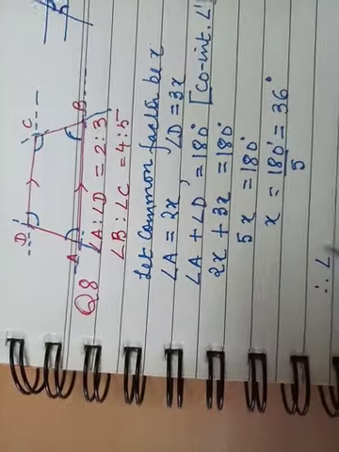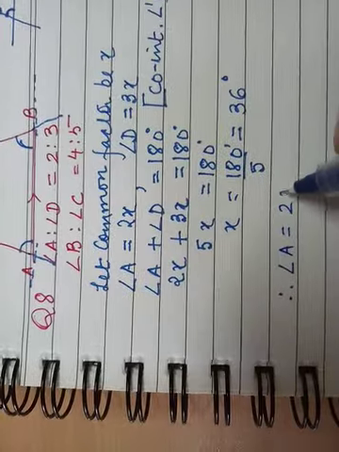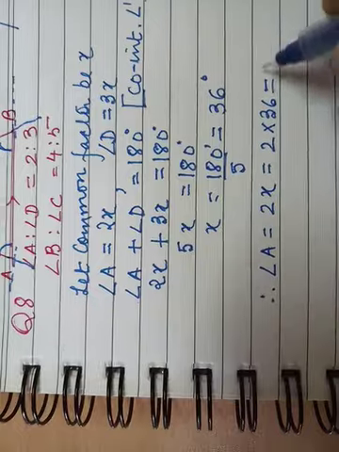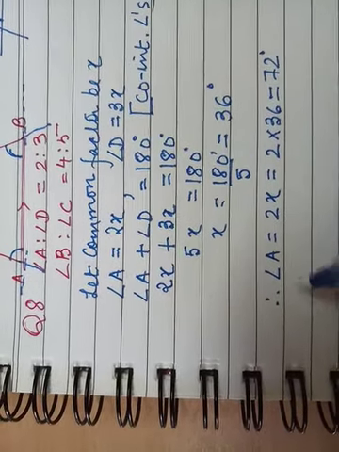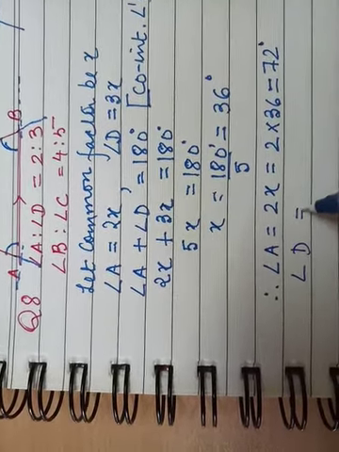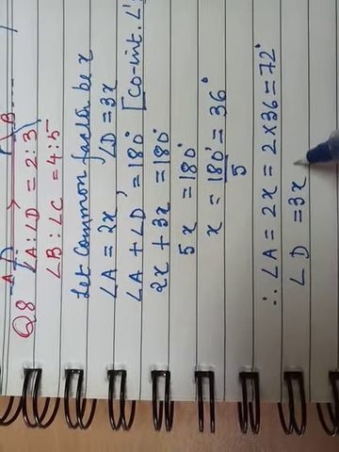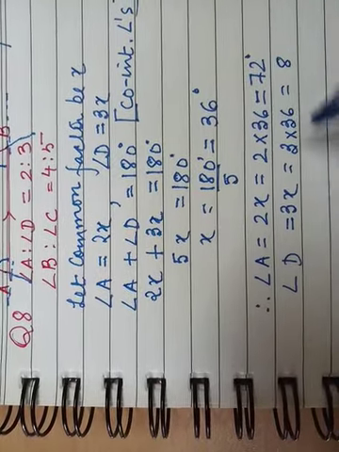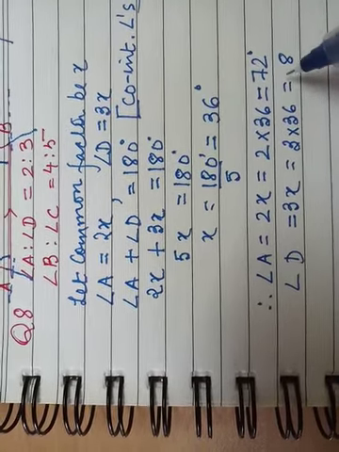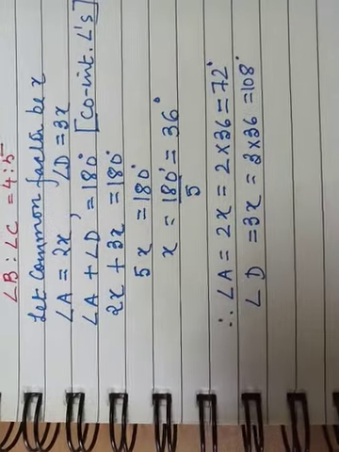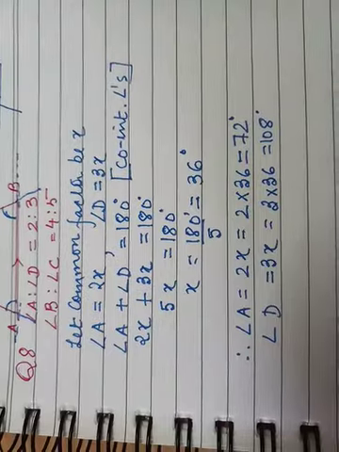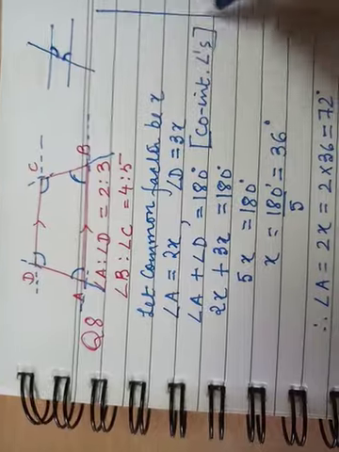Therefore angle A is equal to 2x, which is 2 into 36 degrees. That becomes 72 degrees. Angle D is equal to 3x, so it becomes 3 into 36. That becomes 108 degrees. So this way we have calculated angle A and angle D. Similarly, we calculate the value of angle B and angle C.